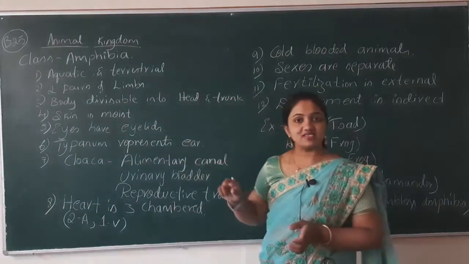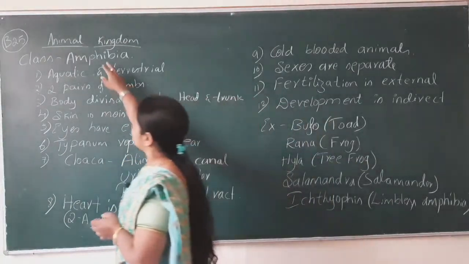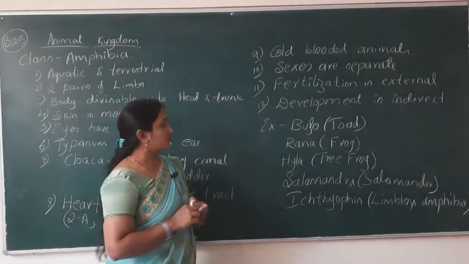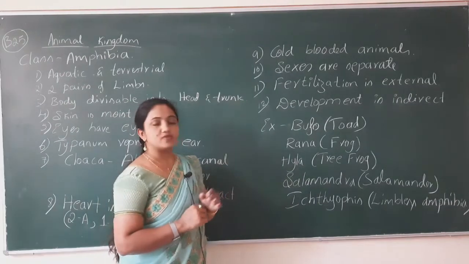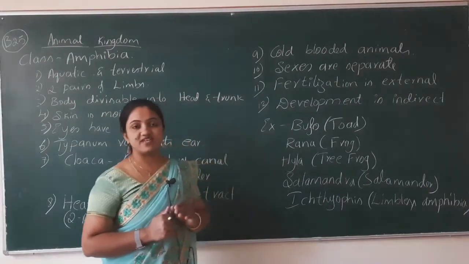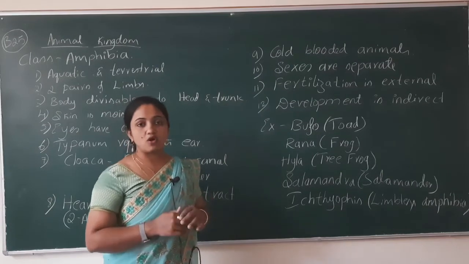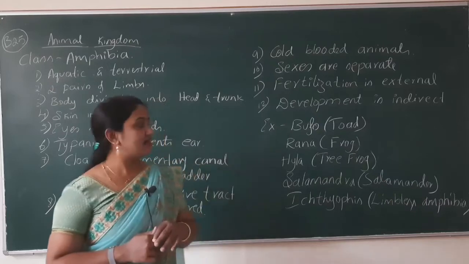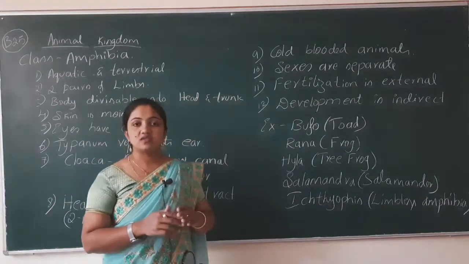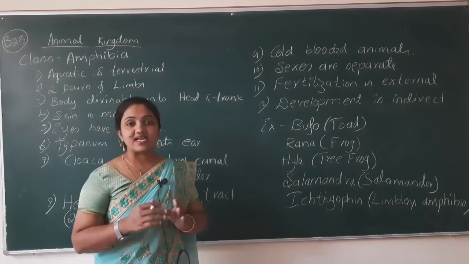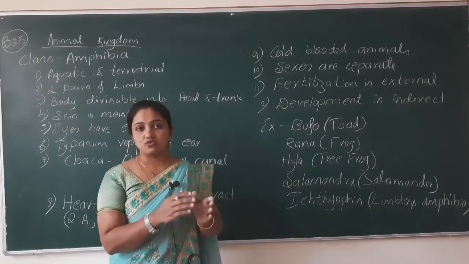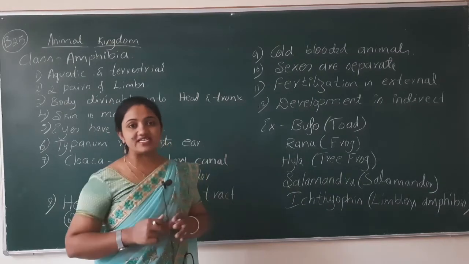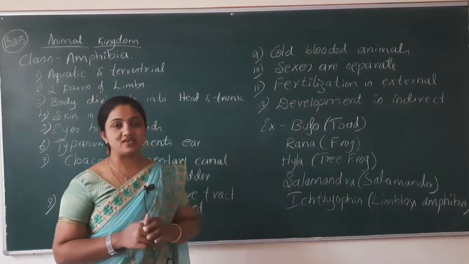The first class in the superclass Tetrapoda is Amphibia. Amphibia includes all these examples. The first one is Bufo. In common, it is called toad. Next is Rana. Rana tigrina is the scientific name given to the frog. Tigrina I have not written on the board.